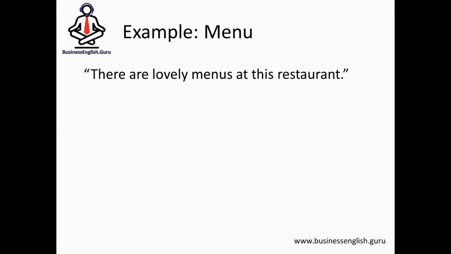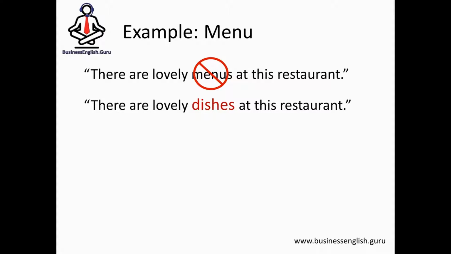There are quite a few that many of you make mistakes with during the lesson, so I'll look at a couple here. Probably one of the most common is the word menu. Many of you talk about a recent restaurant that you've been to, and you will say to me, "There are lovely menus at this restaurant." Menus is not the word you want to say. What you mean is, "There are lovely dishes at this restaurant."